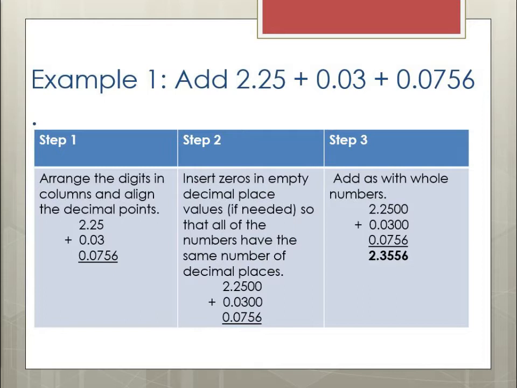Now for step 3, add as with whole numbers. Adding starting from the right, we have 0 plus 0 plus 6 equals 6. 0 plus 0 plus 5 is 5. Then 5 plus 3 plus 7 equals 15, carry 1. 1 plus 2 is 3. Then 2 plus 0 plus 0 is 2. So the final answer is 2 and 3,556 10,000ths.